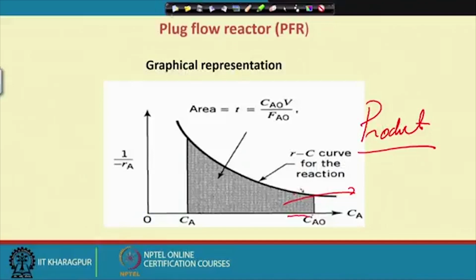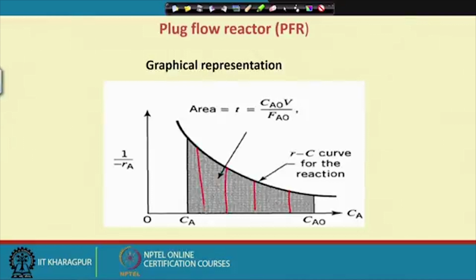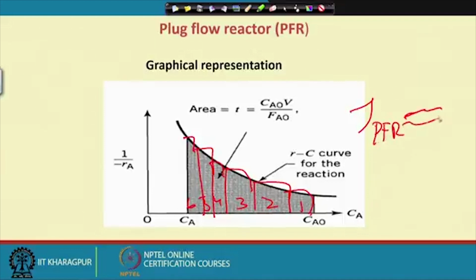Now, if we put multiple CSTRs like this, the area of the CSTRs will be like this. So, 1, 2, 3, 4, 5, 6. If you consider multiple CSTRs in series, then you will find tau plug flow reactor is almost equal to, not exactly equal to, tau CSTR. Multiple CSTRs in series can be easily operated.